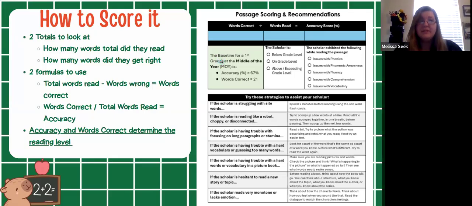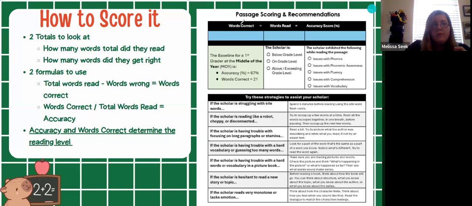Okay, so scoring it. There are two really important totals that you're going to look at. How many words total they read and how many words they got right. So the easiest way to calculate how many words they got correct is to take how many words they got wrong and the total read. So you're going to subtract those two. That'll give you that words correct number instead of trying to count it. Unless you're great at counting, then more power to you. Those two totals, so your words correct. I'll pull back up my handy dandy pen.